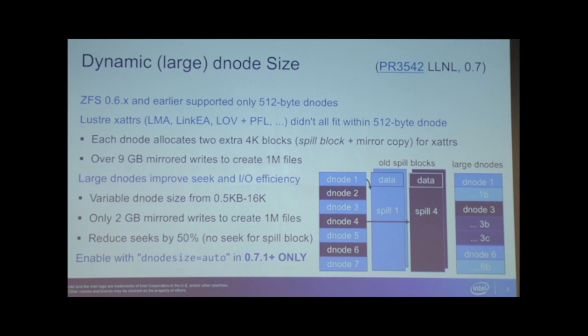It hurts your performance. And so the large dnode feature is actually even more flexible than what's available with LDiskFS. Instead of having external blocks like the spill blocks, you allocate multiple slots in the dnode table, so you get 512 byte increments of space, and then we can store a reasonably sized extended attribute. It's always going to be contiguous with the metadata for that file. And again, this is enabled by default with ZFS 0.7 and Lustre.